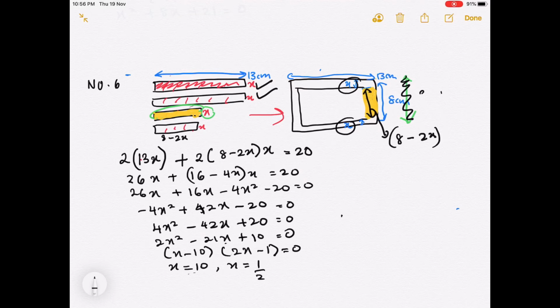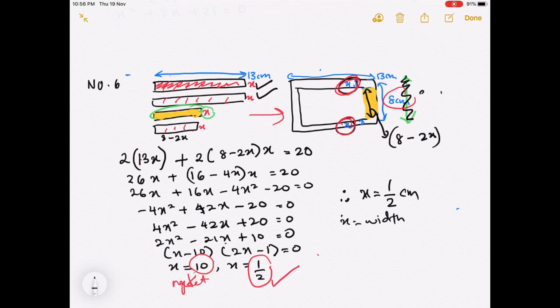So, mana satu yang logik? X 10 ke 1/2 yang logik? Okay, tengok x kat sini. 1/2 ke 10 yang logik? Okay, 10 tak logik sebab ni pun panjang 8 kan. Okay, kita reject. So, inilah jawapan kita. X sama dengan 1/2. So, maka x sama dengan 1/2 cm. So, x tu width kita kan. Lebar kita. Kita namakan x. Kalau namakan y lah kan.